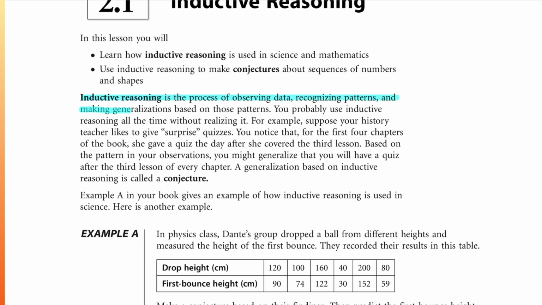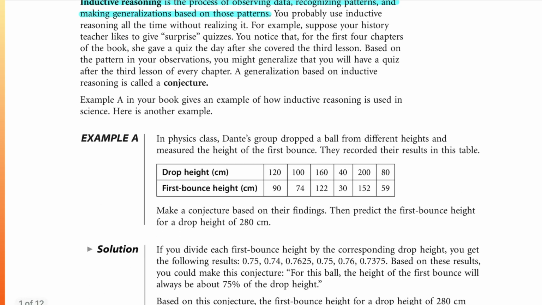They define it here. It says inductive reasoning is a process of observing data, recognizing patterns, and making generalizations based on those patterns. So you're just looking at something and you're looking at patterns, and then you're going to make predictions based on those patterns. For example, if the sun rises every morning, you can pretty much predict that the sun's going to rise again tomorrow morning, and that's basically inductive reasoning because you're making that conclusion based on your observations.